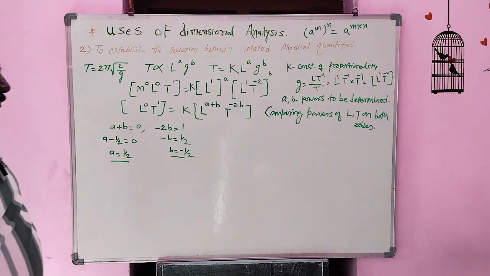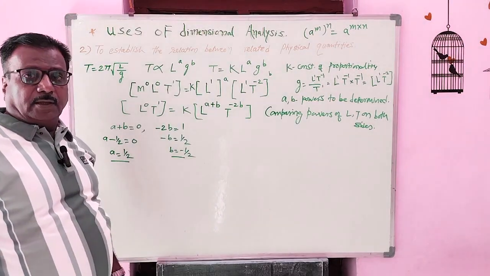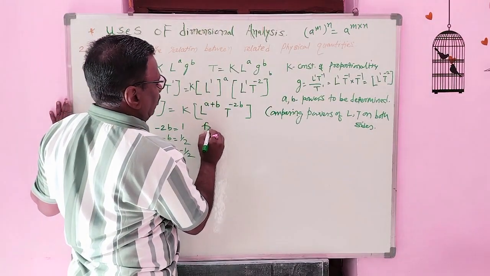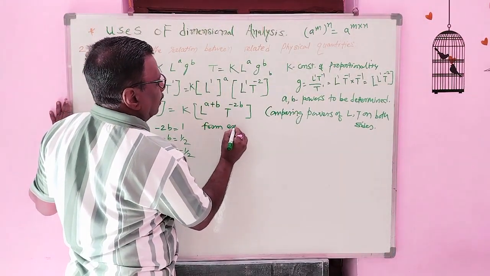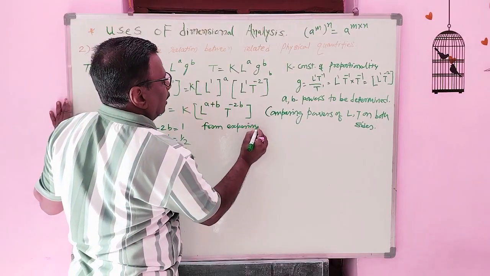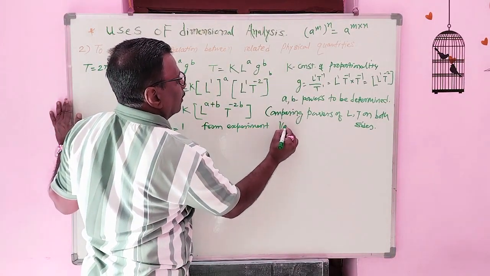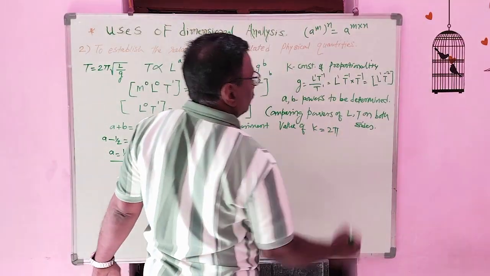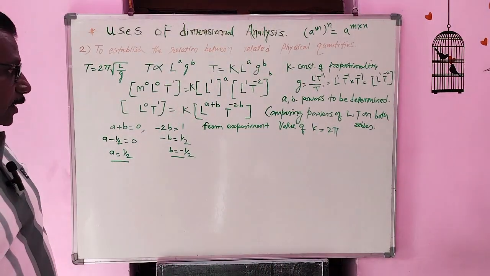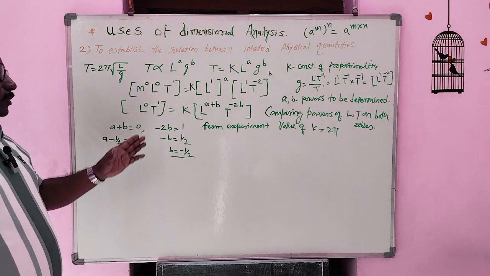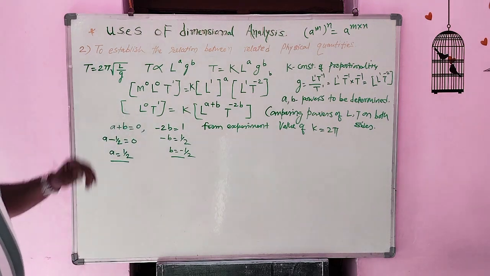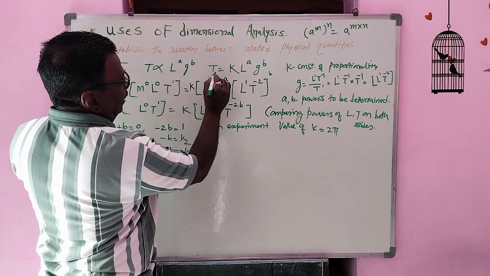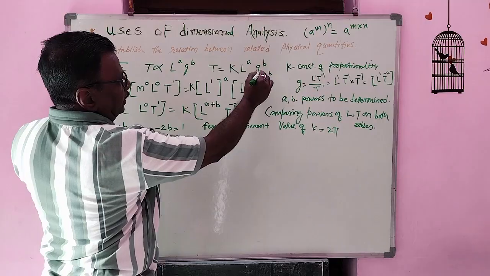Now the value of k is found from experiment. The value of k is equal to 2π. This is determined from the experimental data. Now substitute this value in the equation, we get the equation T equal to k L raised to power a g raised to power b.